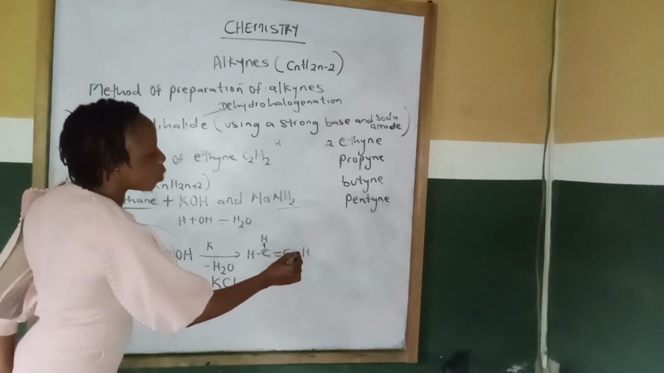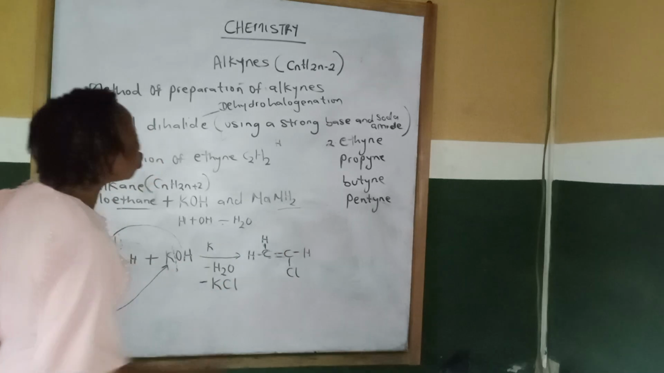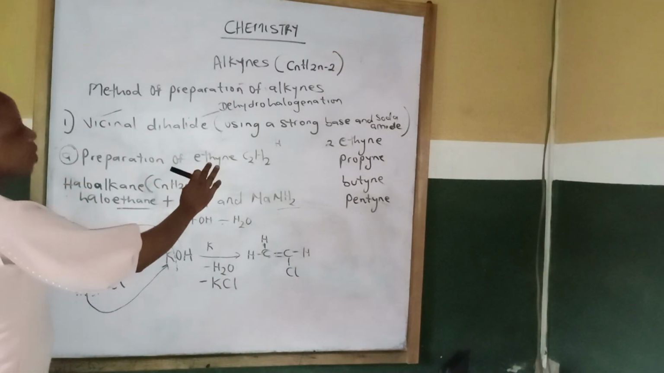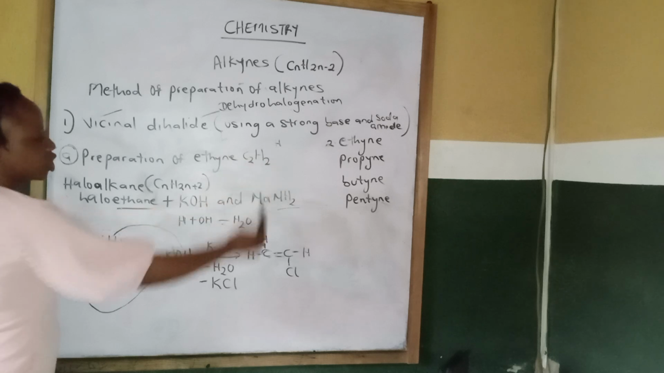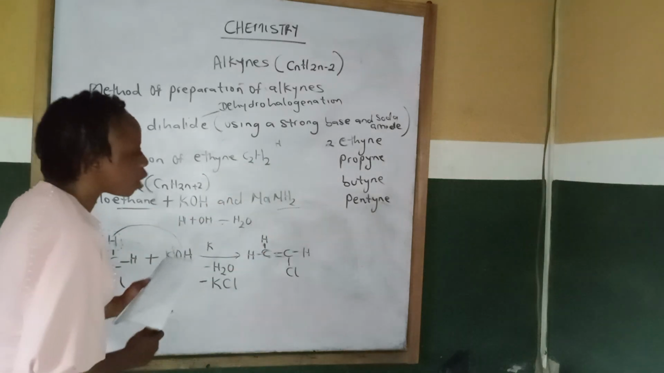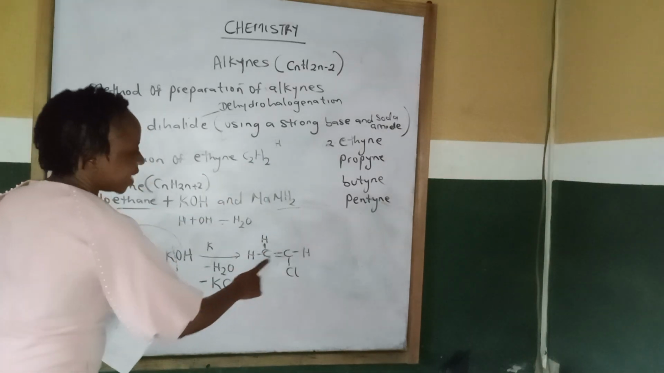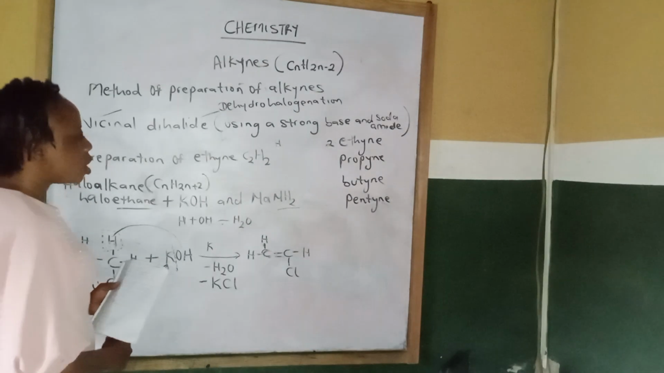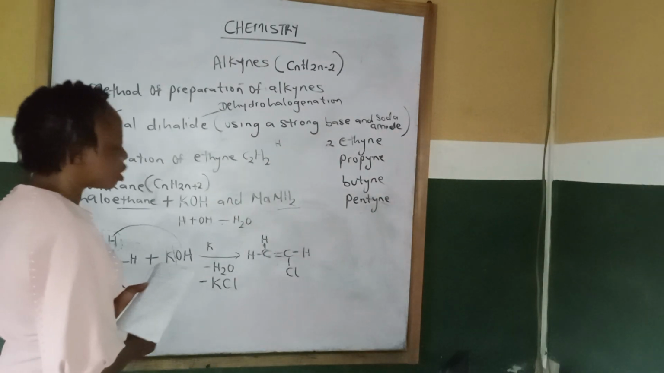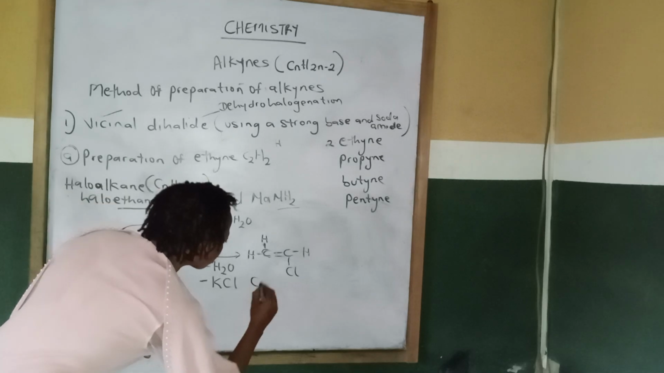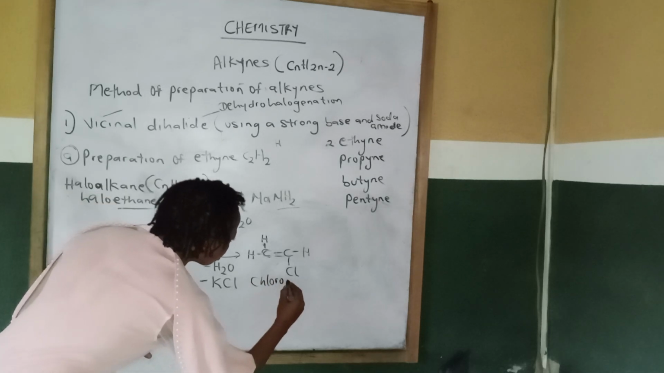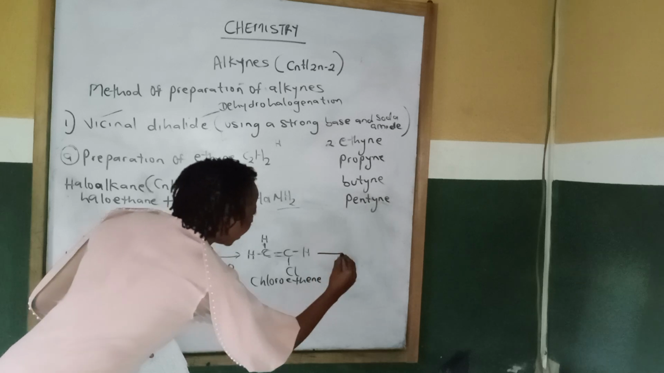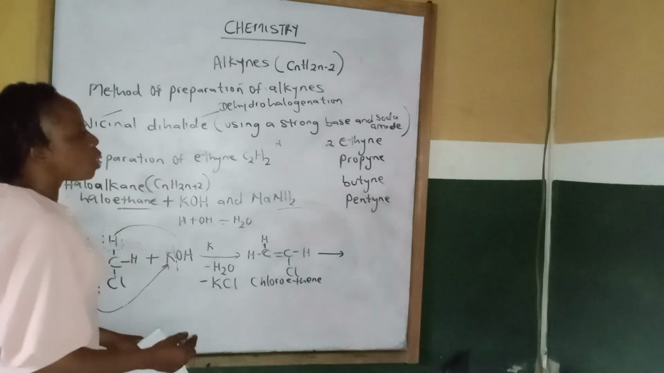But that is not where we are going. Don't forget that we want to prepare what? We are preparing ethyne. We are still going to C2H2. So from this structure now, we have chloroethene because there is presence of double bond in this structure. We have chloroethene.